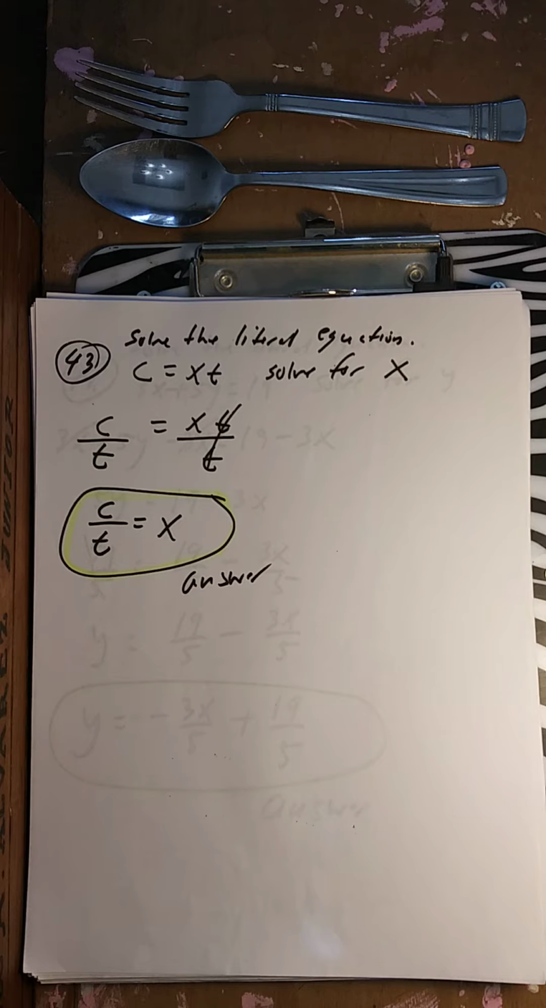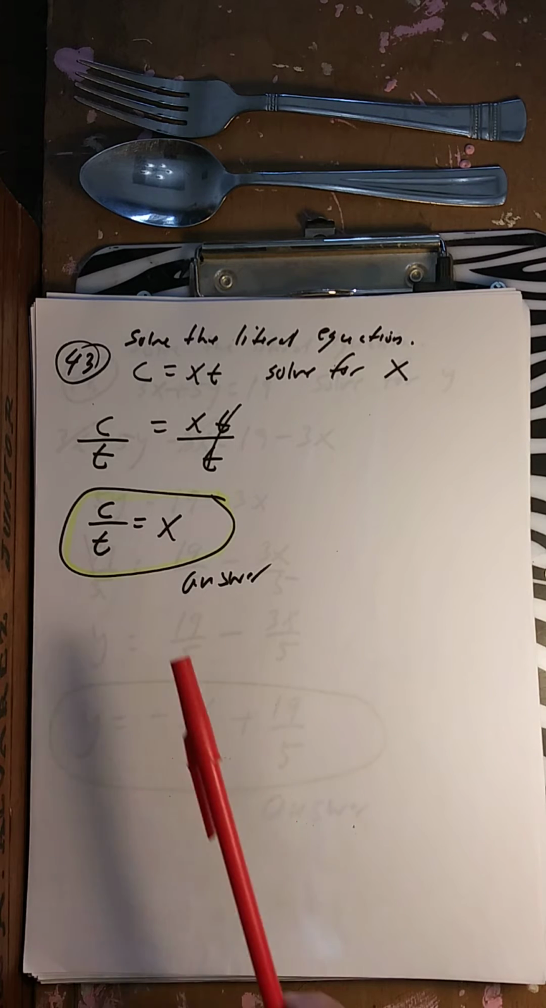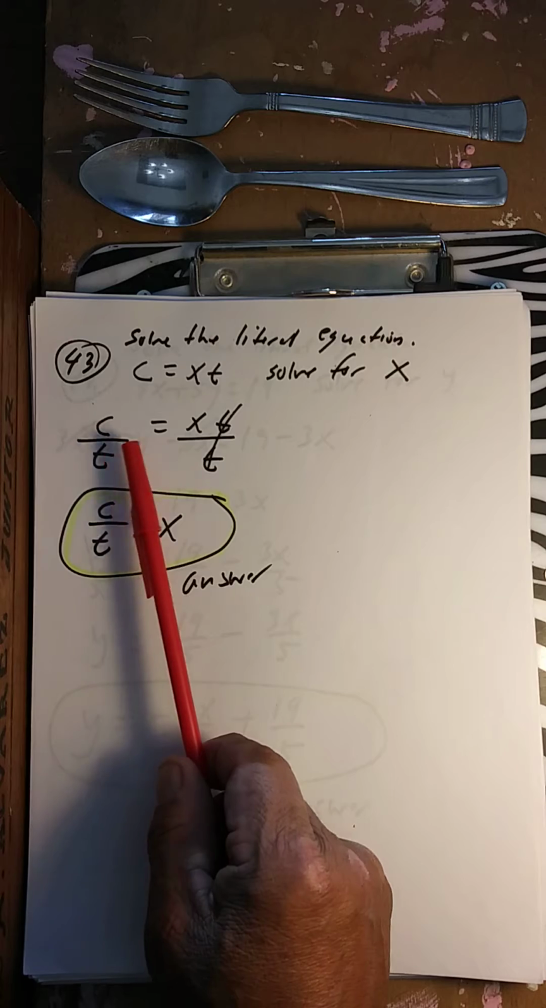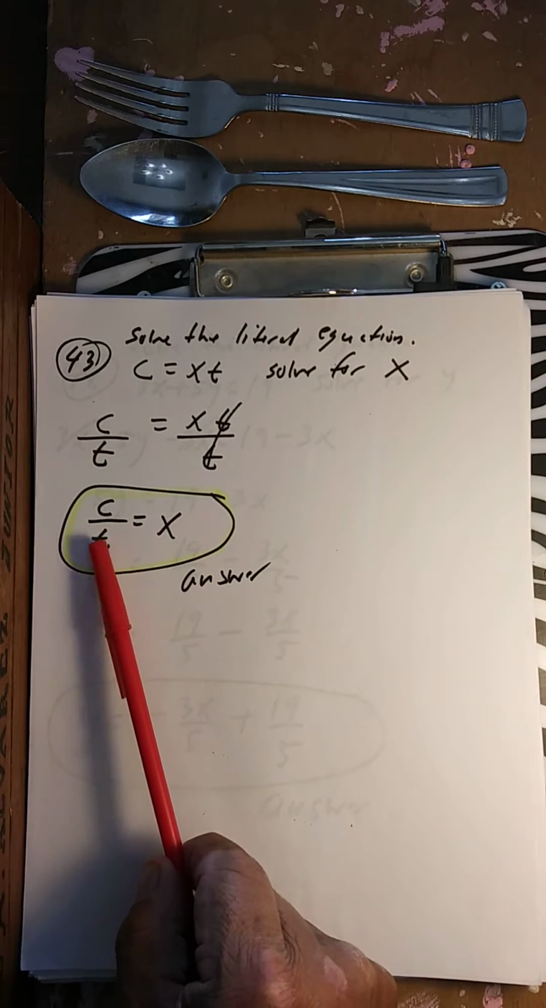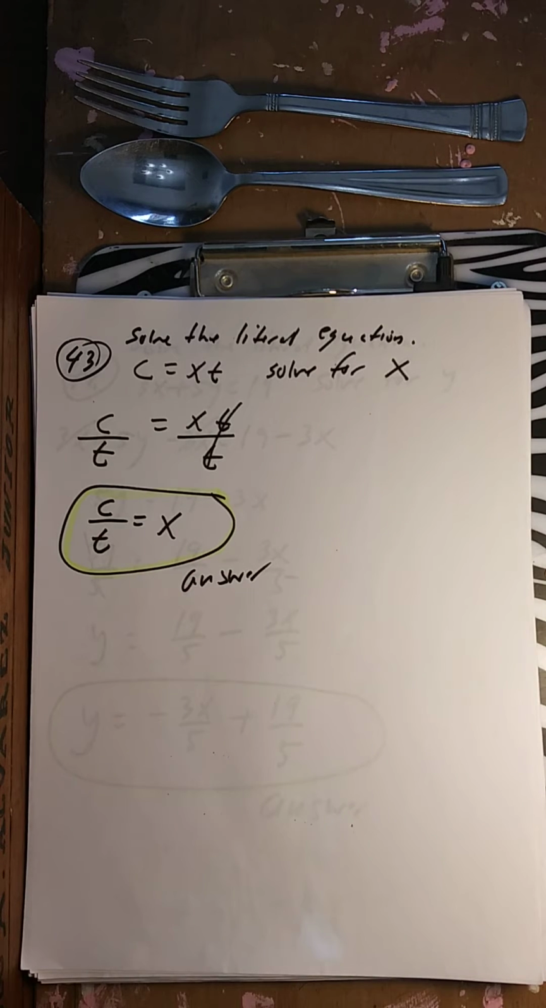Solve the literal equation again for the letter x. So divide by what? Divide by t, divide by t. These cancel here. So c over t equals what? X. That's what we want to get by itself.